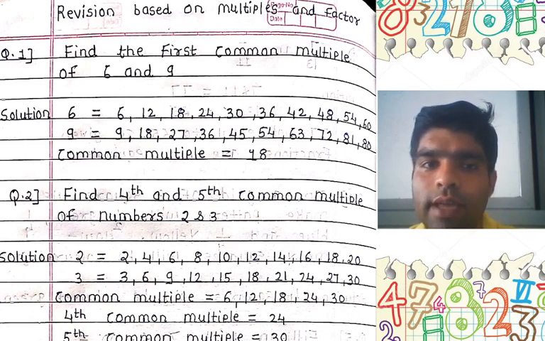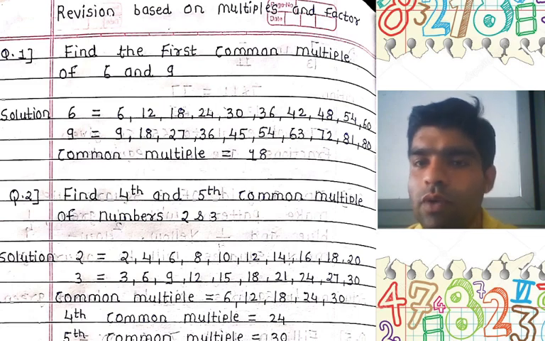Now see the tables of 6 and 9. Obviously 18 is the first common multiple, because 6 times 3 is 18 and 9 times 2 is 18. Here 18 is the first common multiple. Otherwise, 36 is also a common multiple of 6 and 9, because 6 times 6 is 36 and 9 times 4 is also 36.